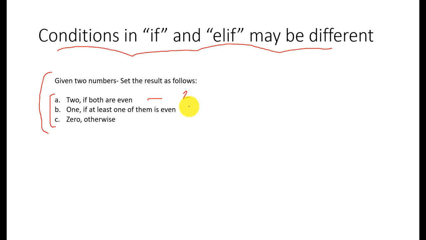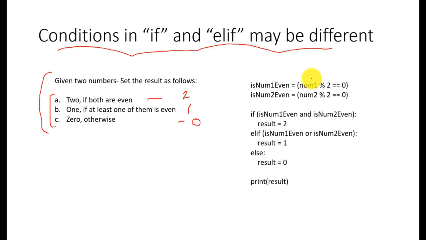If at least one of them is even, but not both, then set the result to 1. If both are odd, then set the result to 0. So let's see how we can do this.